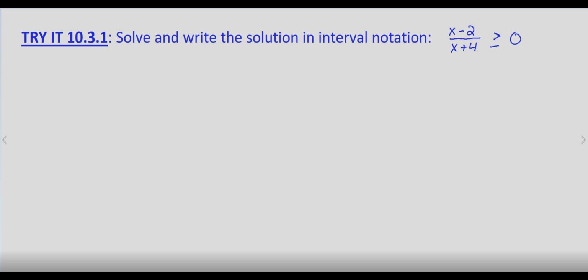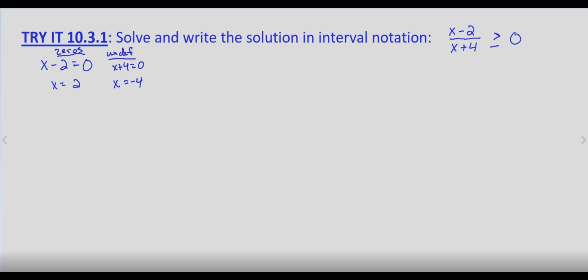Our second step is to determine the critical points, the points where the rational expression will be 0 or undefined. So this rational expression, x minus 2 over x plus 4, is going to equal 0 when x minus 2 equals 0. Whenever the numerator equals 0, that's when it's going to equal 0. So we're finding the places where it equals 0 first. x minus 2 equals 0, so x equals 2. And where it's undefined is where the denominator is equal to 0. So x plus 4 equals 0, so x equals negative 4.